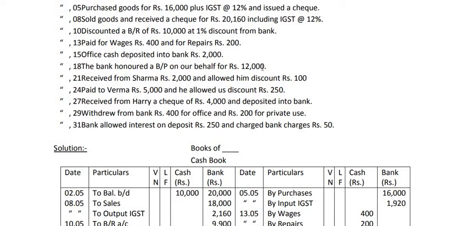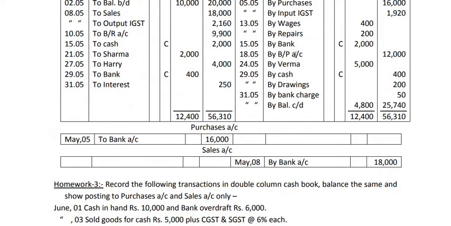Then next, the bank honored a bills payable on our behalf for rupees 12,000. Here our bank is paying some money on our behalf. So this will be credited in our cash book. So entry will be bills payable account debit to bank account. So this will come to this side, by bills payable account in bank column 12,000. This is paid by bank directly. So by bills payable account in bank column.